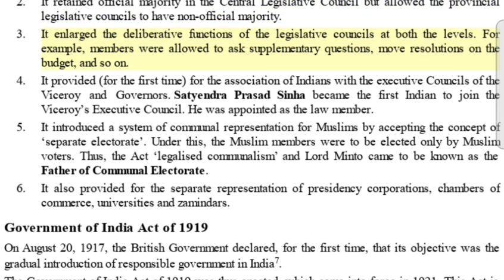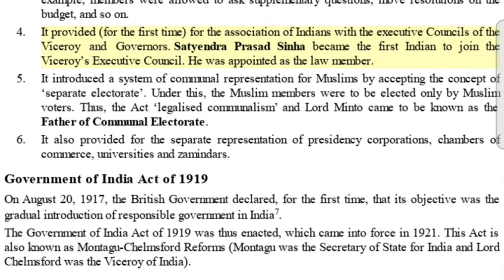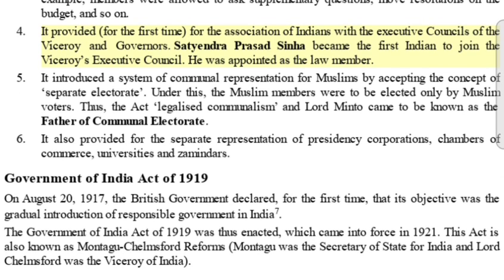It enlarged the deliberative functions of the legislative councils at both the levels. For example, members were allowed to ask supplementary questions, move resolutions on the budget, and so on. It provided for the first time for the association of Indians with the executive councils of the Viceroy and governors. Satyendra Prasad Sinha became the first Indian to join the Viceroy's executive council. He was appointed as the law member.